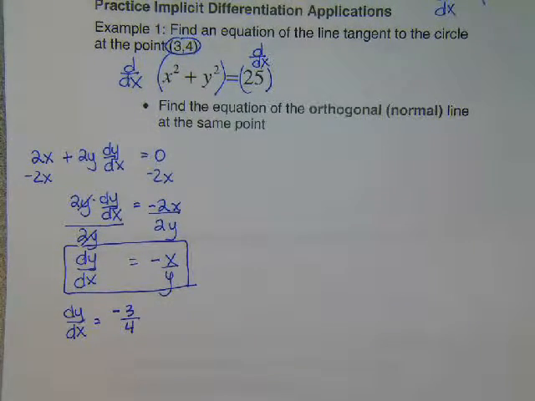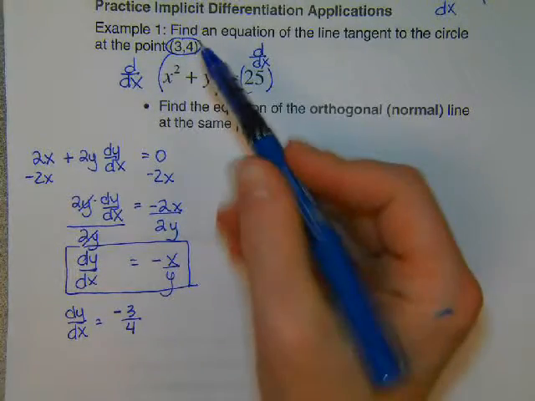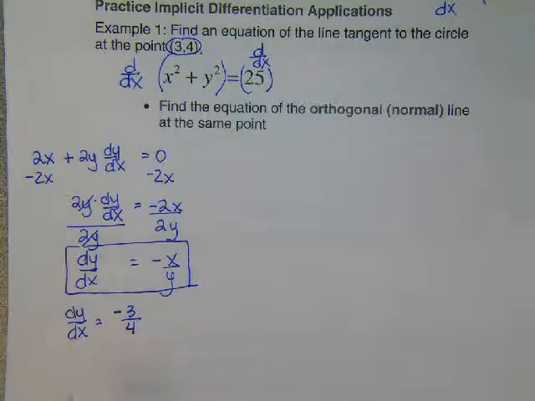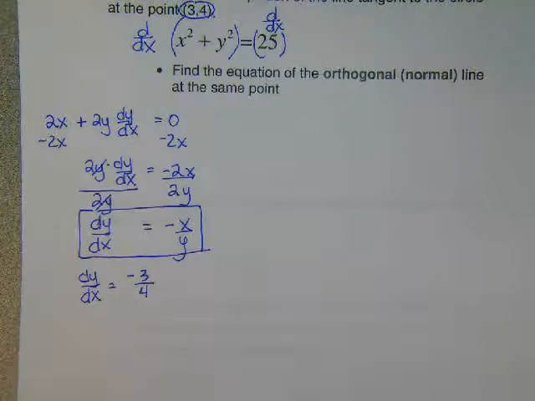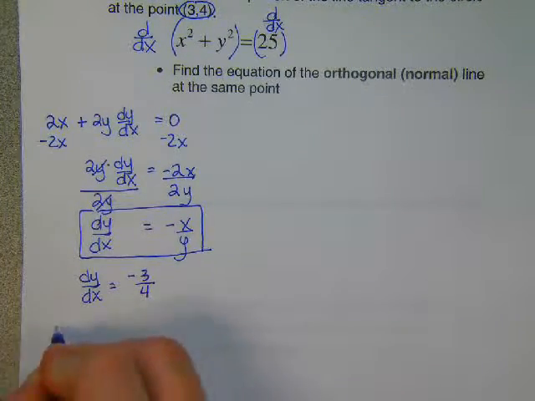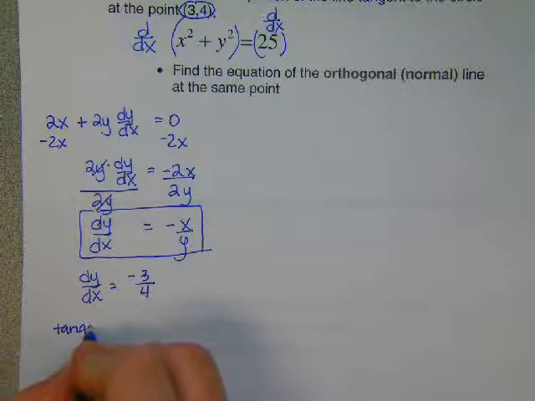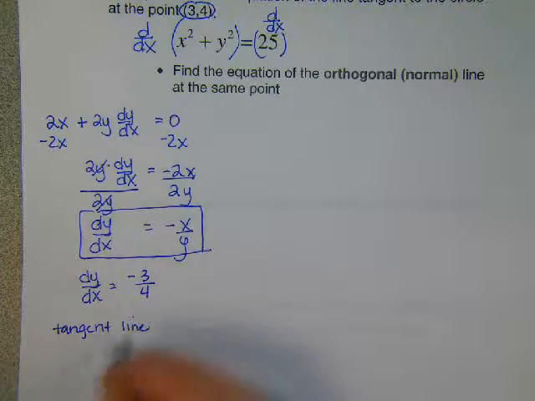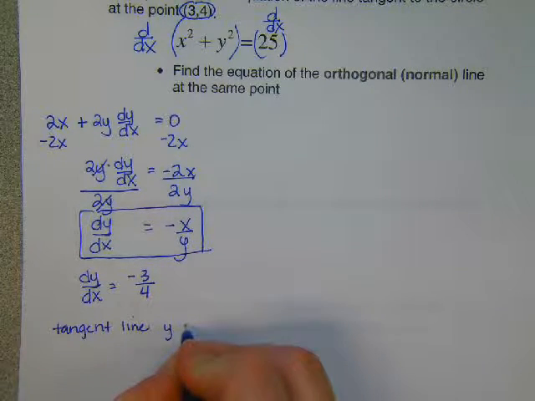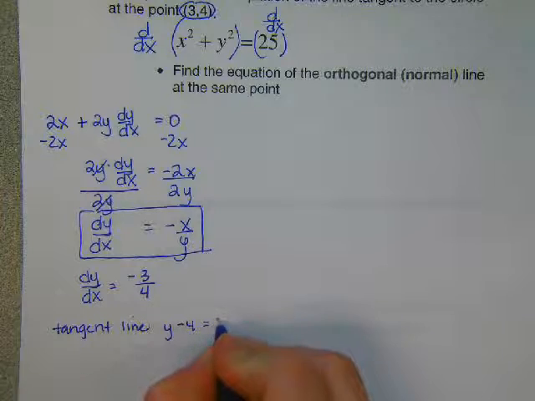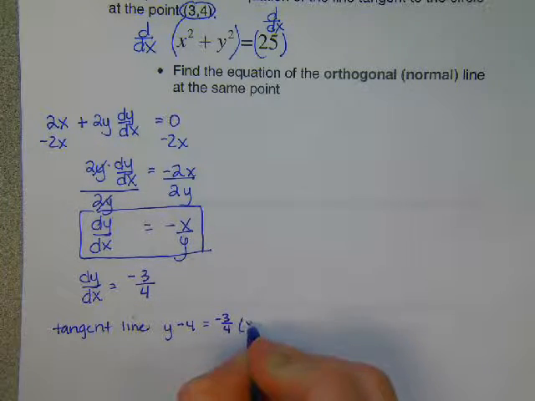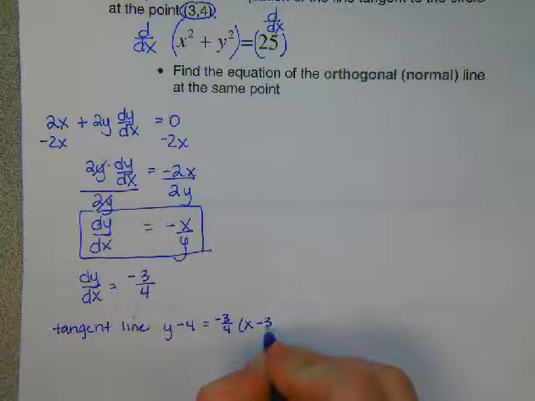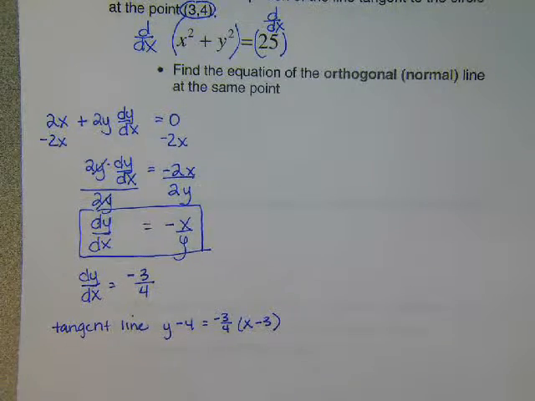So now that I know I have the point 3, 4 and a slope of negative 3/4, that leaves me with the tangent line having the equation y minus 4 equals negative 3/4 times x minus 3. Then we are also asked for the normal line. Here's the tangent line.